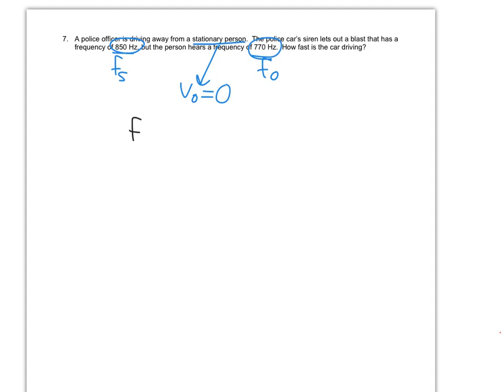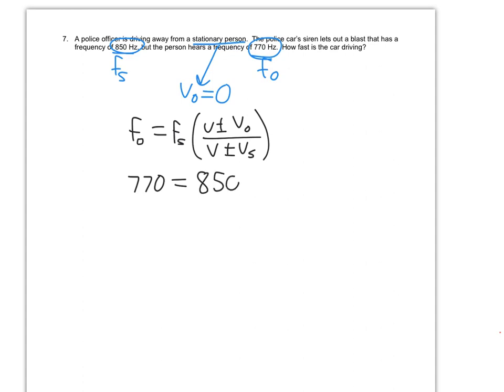So we can begin here with our Doppler effect equation. Frequency observed equals the frequency of the source times V plus or minus VO, all over V plus or minus VS. So we can go ahead and fill in the things that we know here. The frequency observed is going to be that 770. That's equal to the frequency of the source, which is 850, times V, which in both cases is this 343. And then the velocity of the observer is 0, and we're trying to find the velocity of the source.